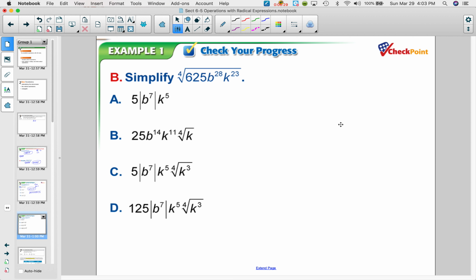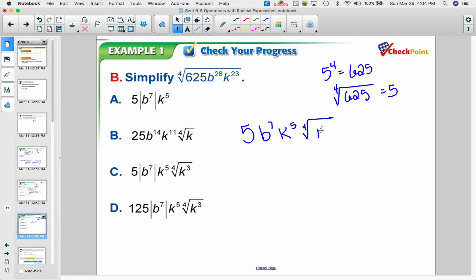Okay, so go ahead and try this one. So you might want to pause it and try it. All right, if you can show on your calculator that 5 to the 4th power is 625, which means the 4th root of 625 is 5. So we take care of the number part. Then 4 goes into 28 7 times with nothing left over. And 4 goes into 23 5 times with 3 left over. Don't forget your 4th root.